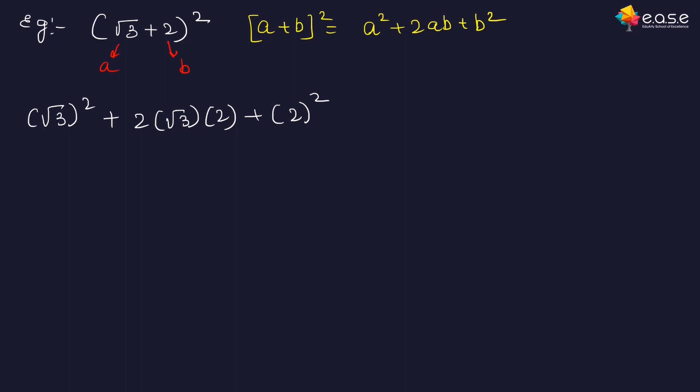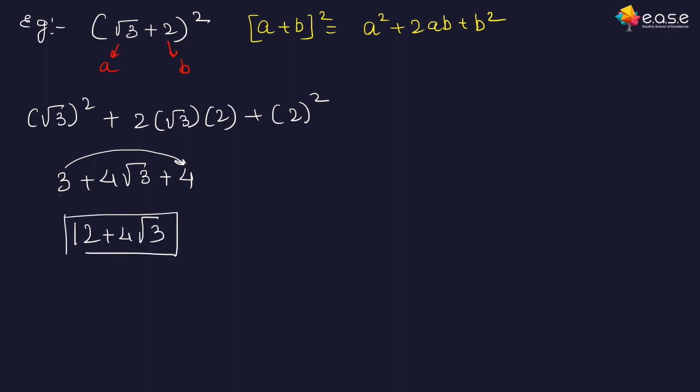Root 3 square will give you 3 plus, 2 2s are 4, this will be 4 root 3, and again this will be 4. We can add these two elements. Don't do 3 plus 4, this is wrong, you can't do it. Don't do 3 plus 4, 7, 7 root 3. No, we can't do that. 4 plus 3, this will be 7, and 4 root 3 remains as it is. So this will be the final answer.